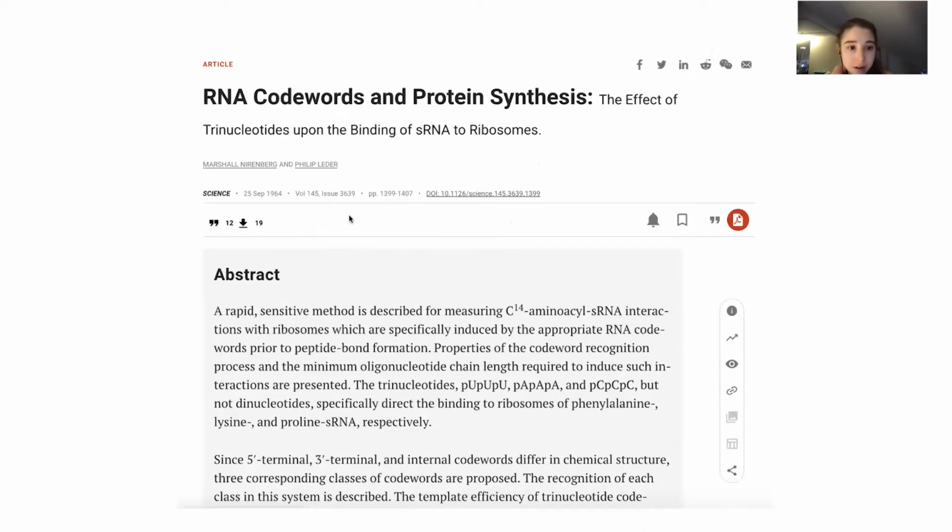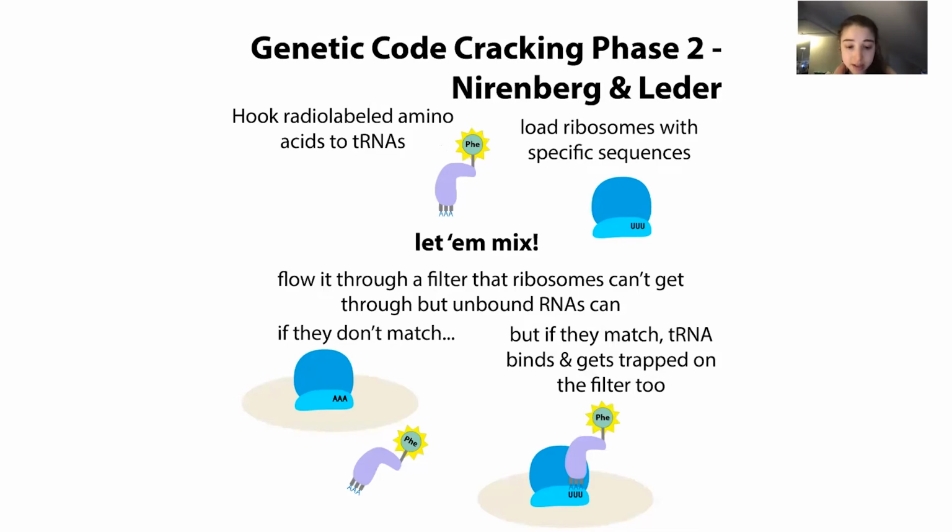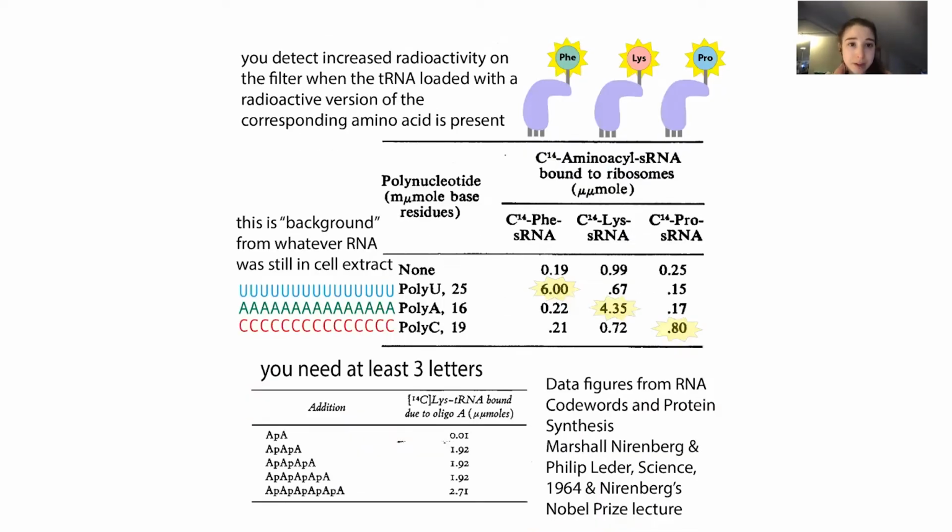This is another one of their classic papers, RNA code words and protein synthesis, the effect of trinucleotides upon the binding of sRNA to ribosomes. This was Nirenberg and Leder in 1964, and they're showing this filter binding technique. You're going to see an increase in radioactivity on the filter when the tRNA loaded with the radioactive version of the corresponding amino acid is present. Once again, we're labeling with C14, but this time we're labeling the amino acid on the tRNA, so it's already charged with it.